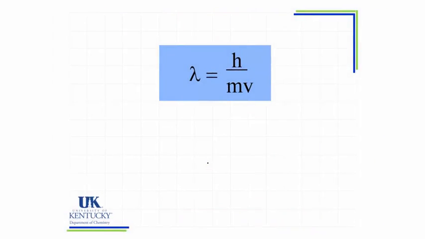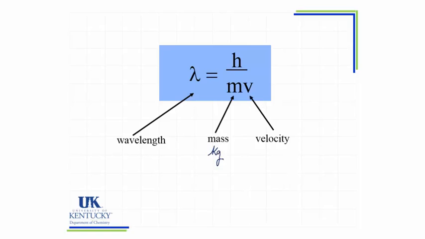Now, if it behaves as a wave, it would have a wavelength. And they were actually able to, with this equation, get a relationship between the wavelength of the particle and the mass and the velocity of the particle as it travels. So that, of course, is wavelength. This is mass, and the mass is going to need to be put in kilograms. This is velocity, and velocity was in meters per second.